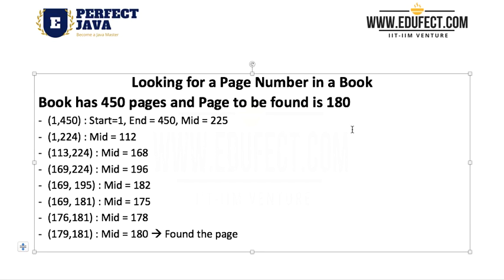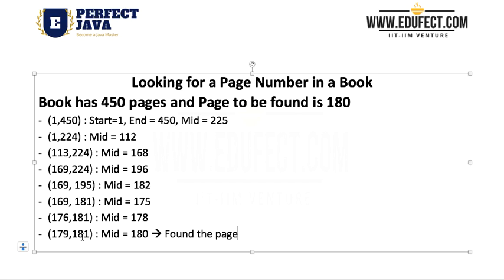So notice in this case we were able to find the page by opening the book always in the middle. Always in the middle of what? Of the remaining pages where we had to look for the page number that we were looking for. So how many steps would we take? 1, 2, 3, 4, 5, 6, 7, 8. In 8 steps we found our page number.